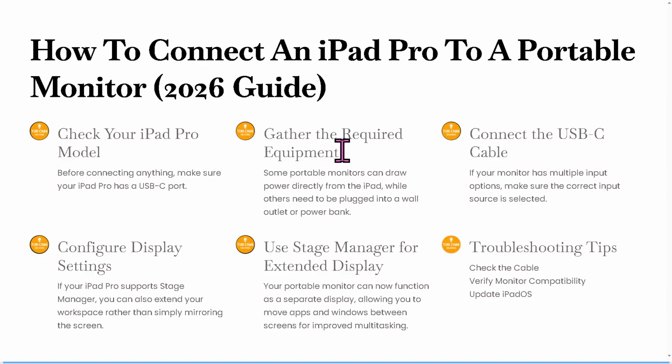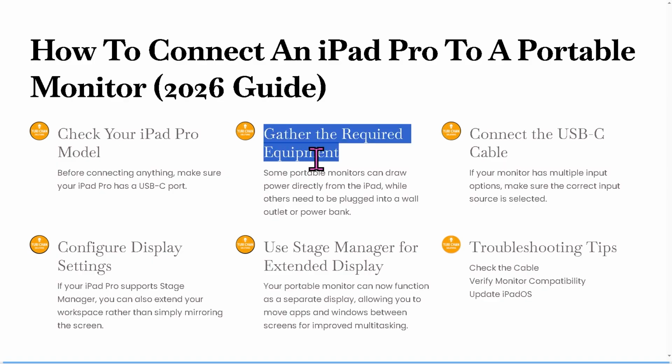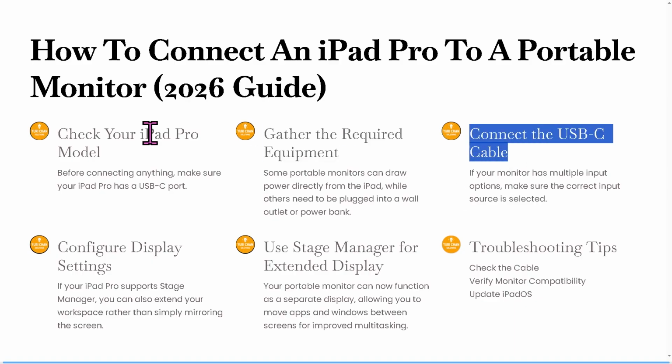And of course, you need to gather the required equipment. To connect your iPad Pro to a portable monitor, you will need an iPad Pro, a portable monitor, a USB-C to USB-C cable that supports video output, and a power source if your monitor requires external power. Some portable monitors can draw power directly from the iPad, while others need to be plugged into a wall outlet or power bank.